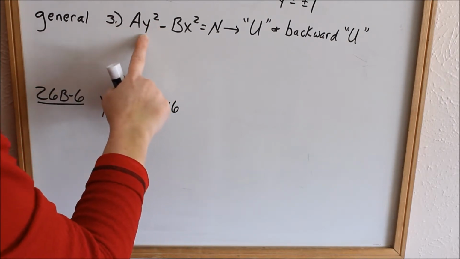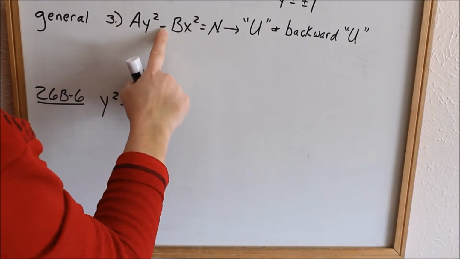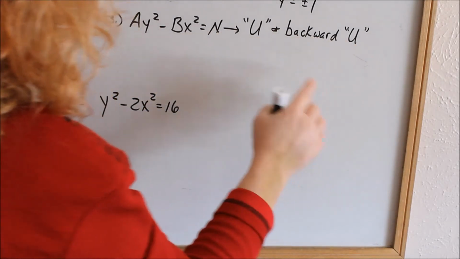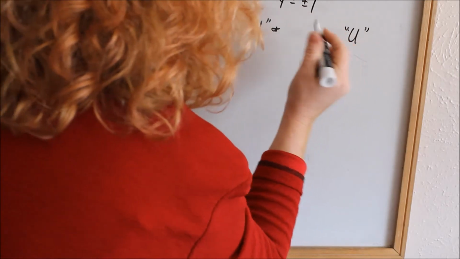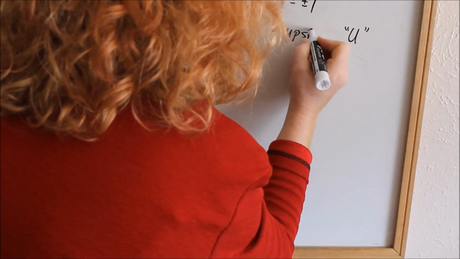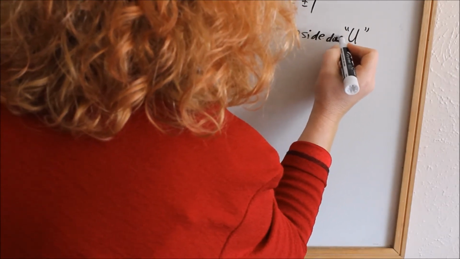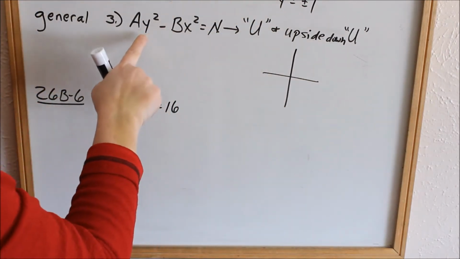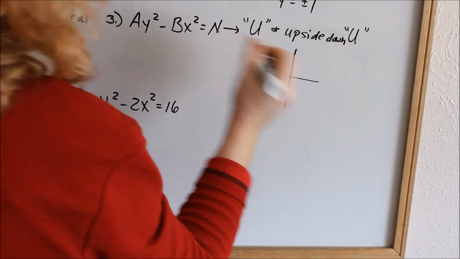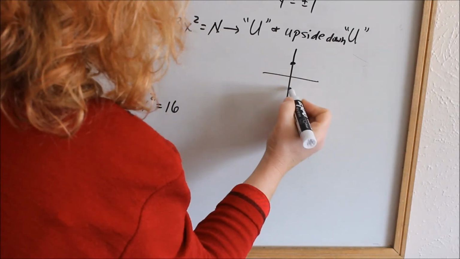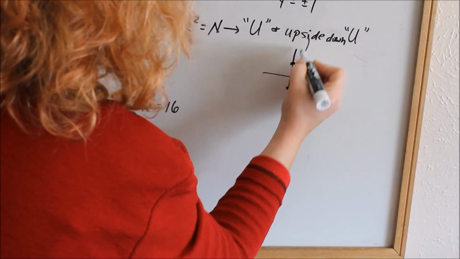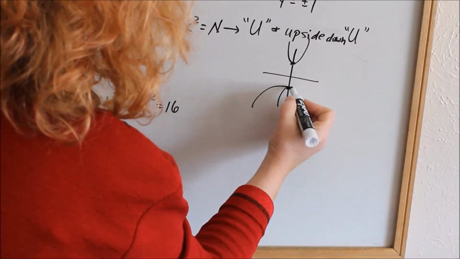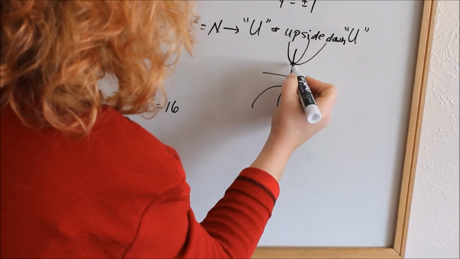When your y squared term is first and it's y squared minus x squared, your hyperbola is going to look like a U and an upside down U. So in other words, when your y squared term is first, it's going to cross the y-axis. So it will be crossing the y-axis and it will look something like this. Or it could be very wide, like that.